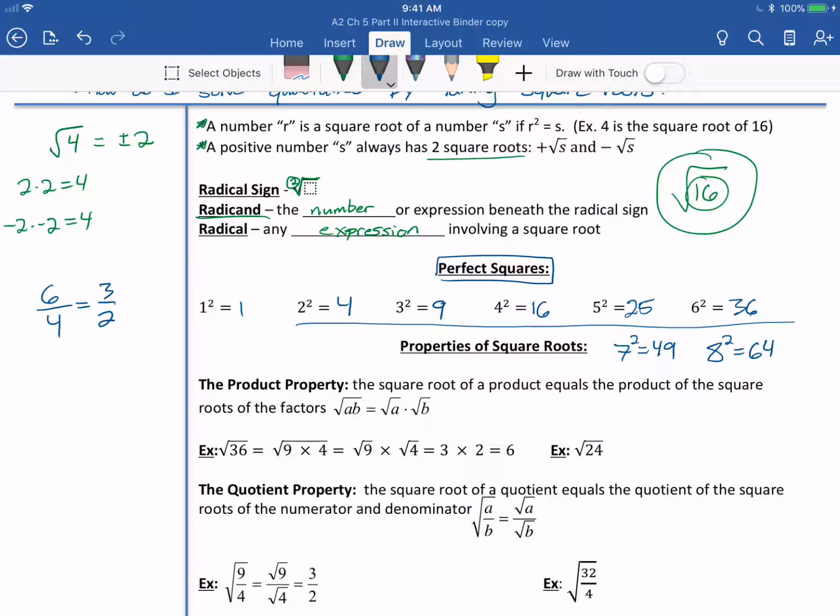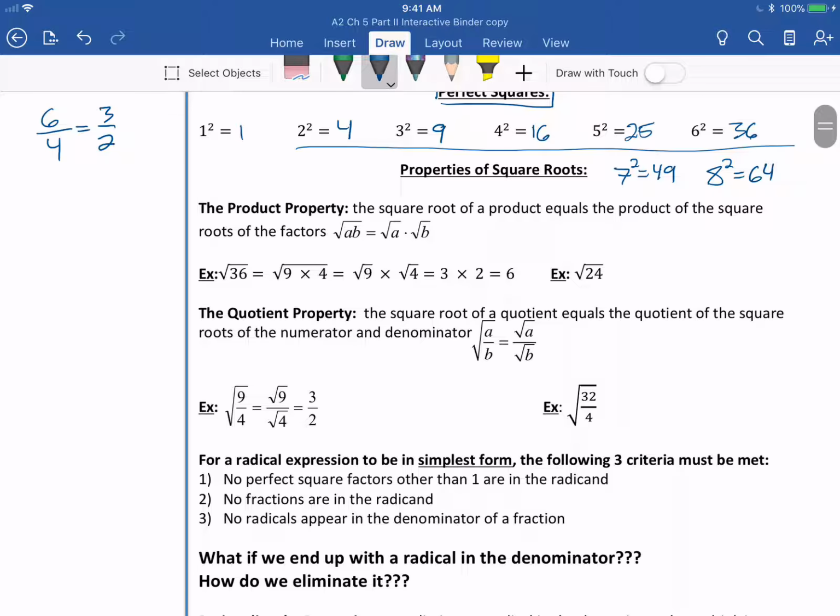All right, so the first one is the product property. That's going to help us simplify square roots. So we notice here the square root of 36, and this is kind of a bad example because you could look at the square root of 36 and say, hey, I know that's already 6. But we break 36 into 9 times 4 because 9 times 4 is 36. All right, and then you can break it up into its two different square roots. So the square root of 9 times the square root of 4. And then I know the square root of 9 is 3. The square root of 4 is 2. So 3 times 2 obviously gives me that answer of 6.